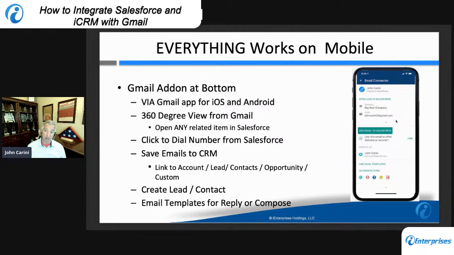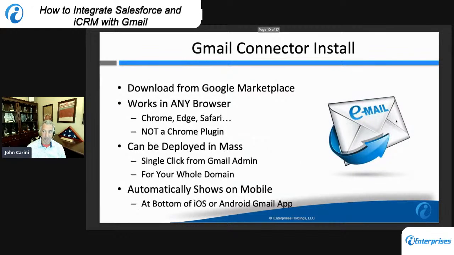So as I mentioned, everything works on mobile. In the Gmail app on your mobile device, you can pretty much do everything right in there as well. So you get a message from someone on your mobile app, you can actually see the details of the sender inside Salesforce or whatever CRM you're using and interact right from there. You can dial numbers, save emails, everything you can do on the desktop, you can pretty much do on mobile. And one thing I love on mobile is using email templates, and I'll show a demo of that. I'll actually demo the mobile client for a little bit too.